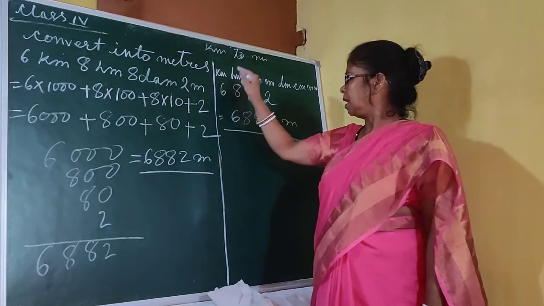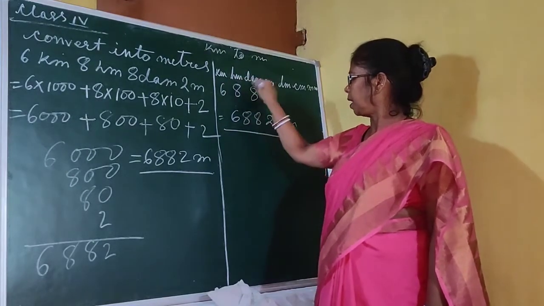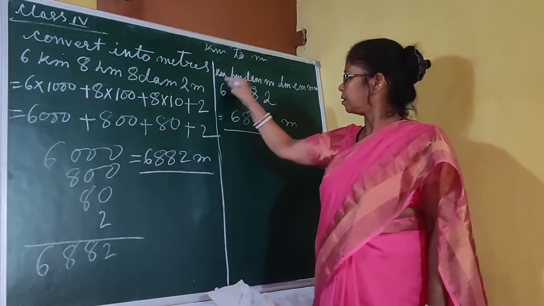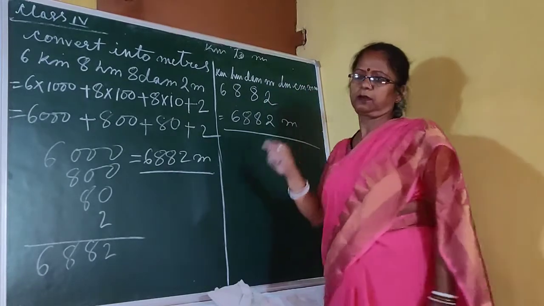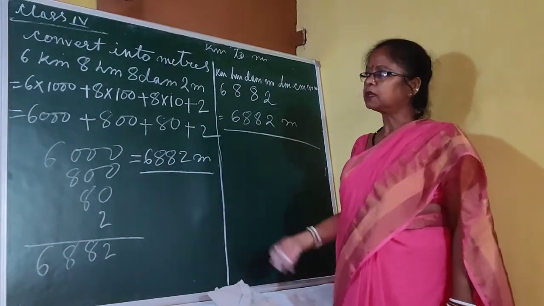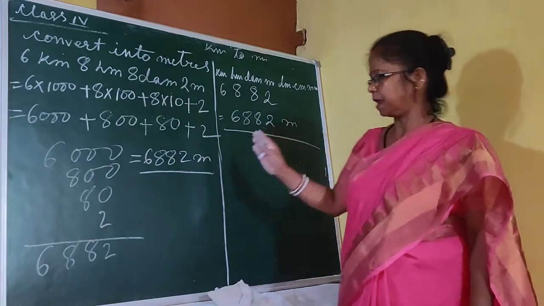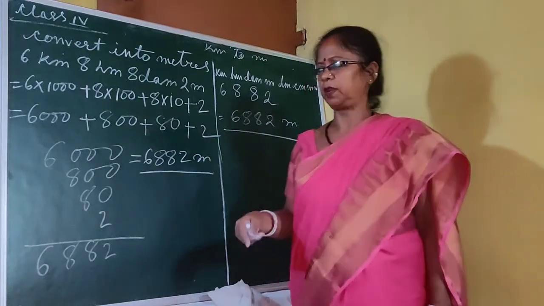For weight: kilogram, hectogram, decagram, gram, decigram, centigram, milligram. For capacity: kiloliter, hectoliter, decaliter, liter, deciliter, centiliter, milliliter. So this is the easy way to convert. It takes less time. Whichever one is comfortable, you can follow it.